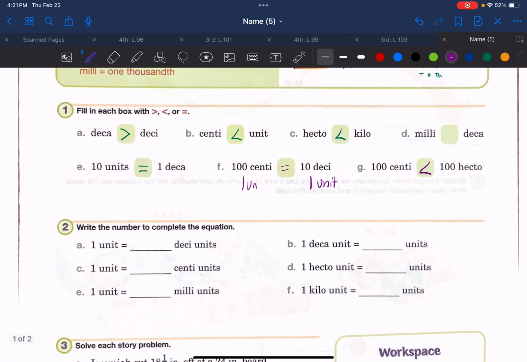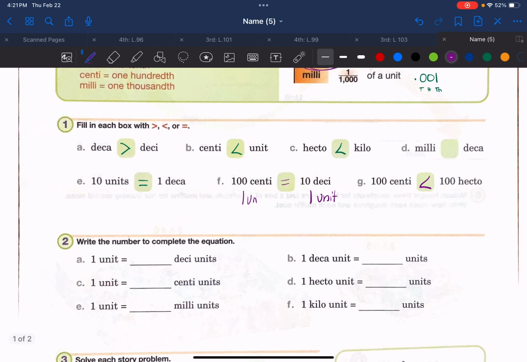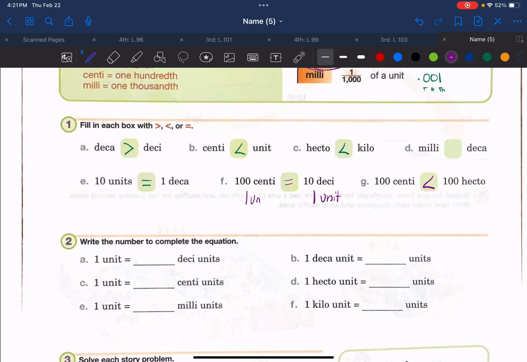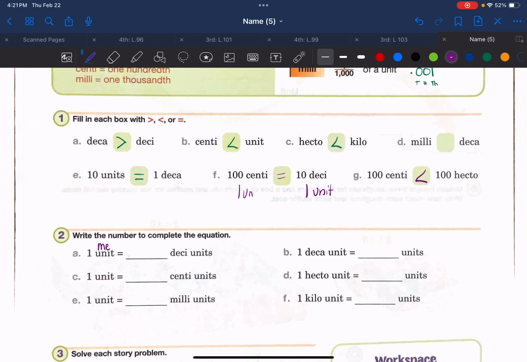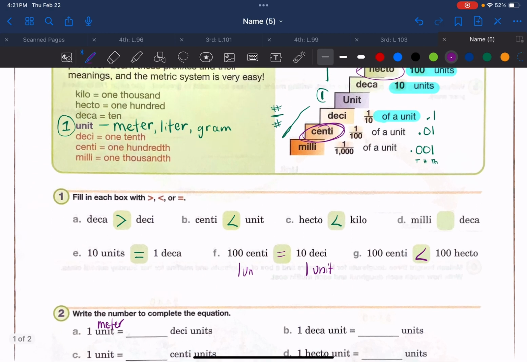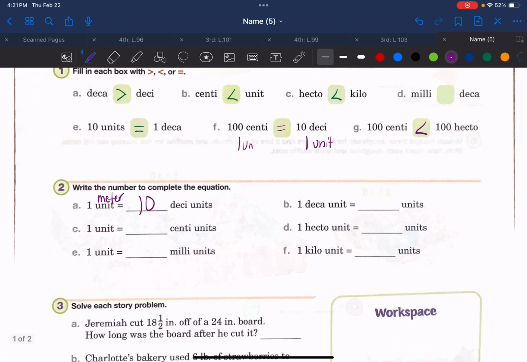All right, so now on this next one, it says write the number that completes the equation. So 1 unit, if I have 1 meter, so instead of the word unit, if you need to think of something, you can always put meter in there. If I have 1 meter, how many deci units is it? How many decimeters is it? Deci is right here, and it's 1/10, so that means you get 10 decimeters.